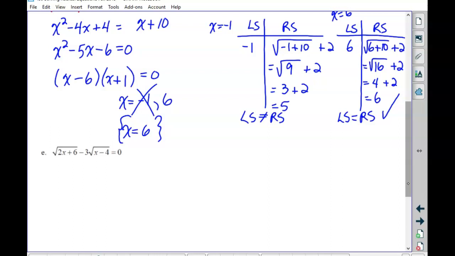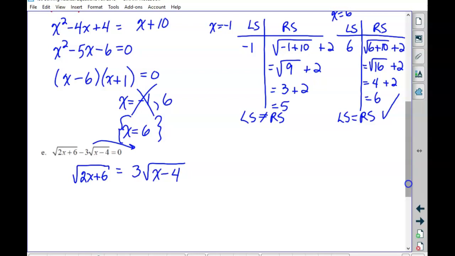Next one has 2 radical terms. You could square both sides right now, but it'd be kind of complicated. Okay, you'd still have a radical. So I always suggest, even if there are no other terms, to get 1 radical on each side to start. So this is subtracting, so I'm going to move this over just to make it positive, right? So root of 2x plus 6 on the left, 3 root x minus 4 on the right. And then square both sides.